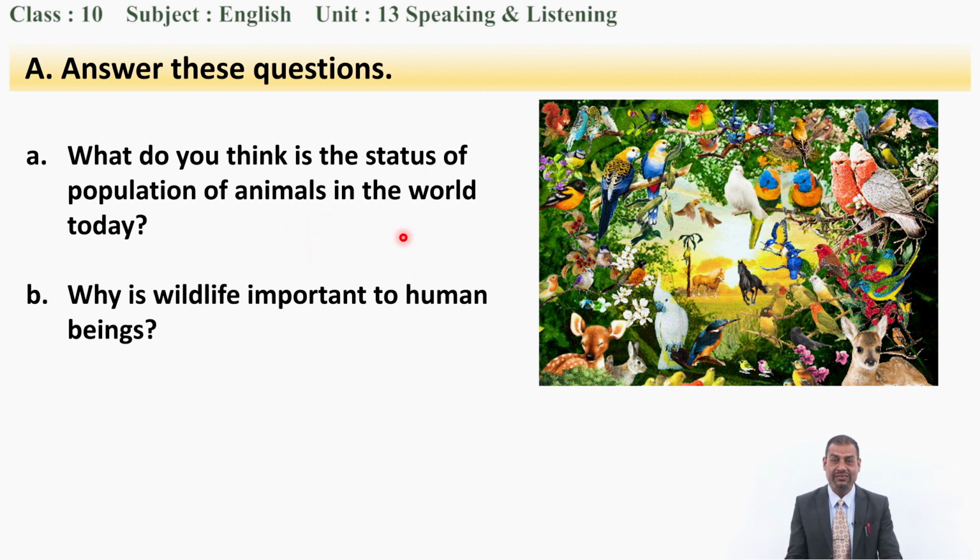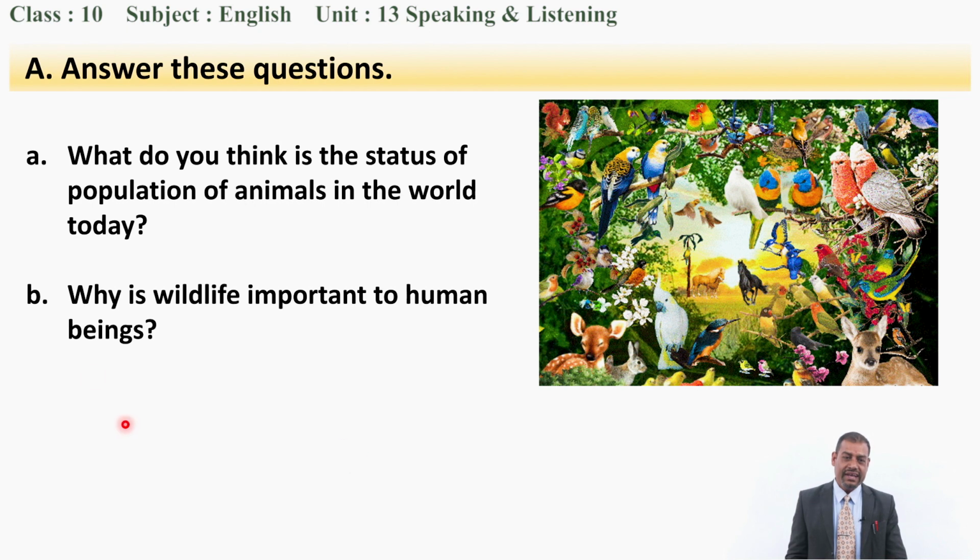So you have to find out the status, condition of population of animals in the world today. Are they increasing in number, or are they decreasing in number, or are they in neutral position? What do you think? Okay, that's fine. Some of you have said that increasing. Some of you have said that decreasing. And again, some of you have said that neutral. No problem. That's fine because it is just our guessing.